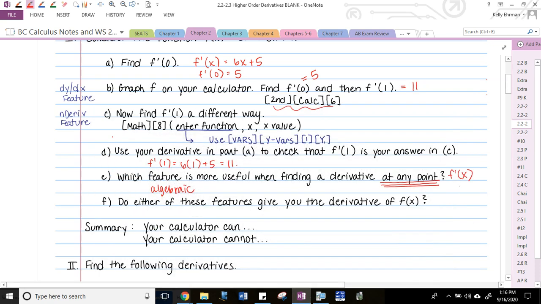So the home screen is good if you're trying not to be locked into a certain domain based on the calculator screen. But if the question is just find f prime of x, I can't do that on the calculator. So do either of these features give you the derivative of x? I guess that's what this question was really asking. So no. Find f prime of x, the equation for f prime of x, algebraically.